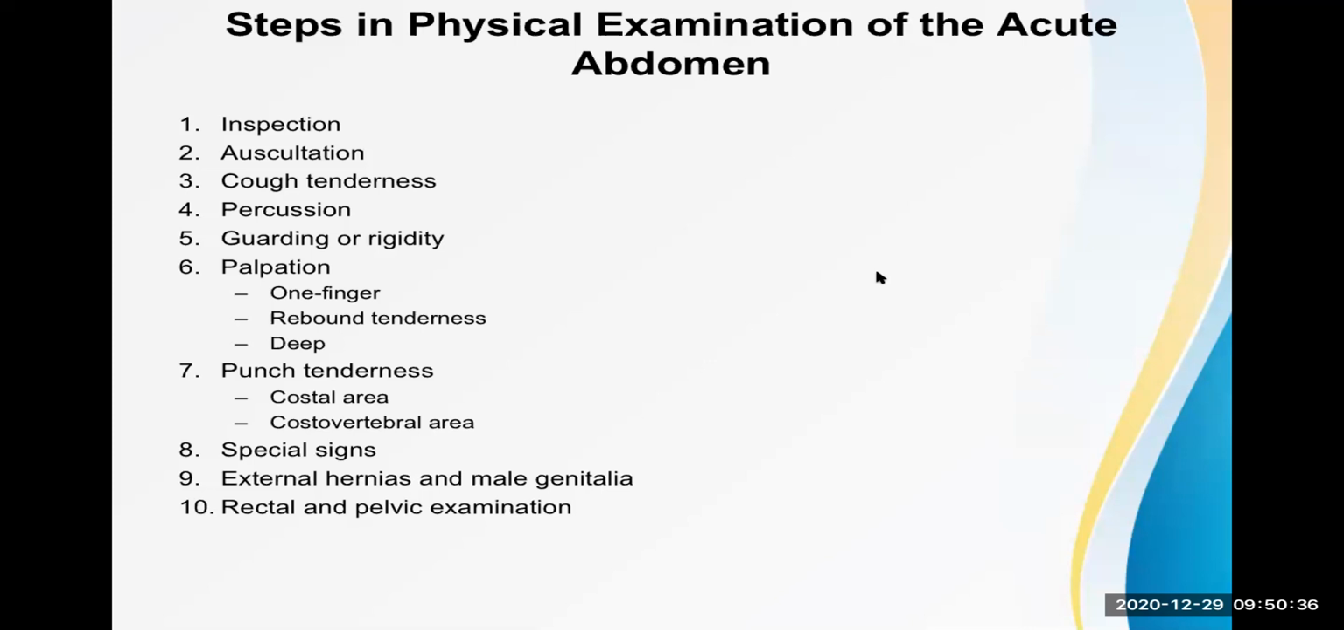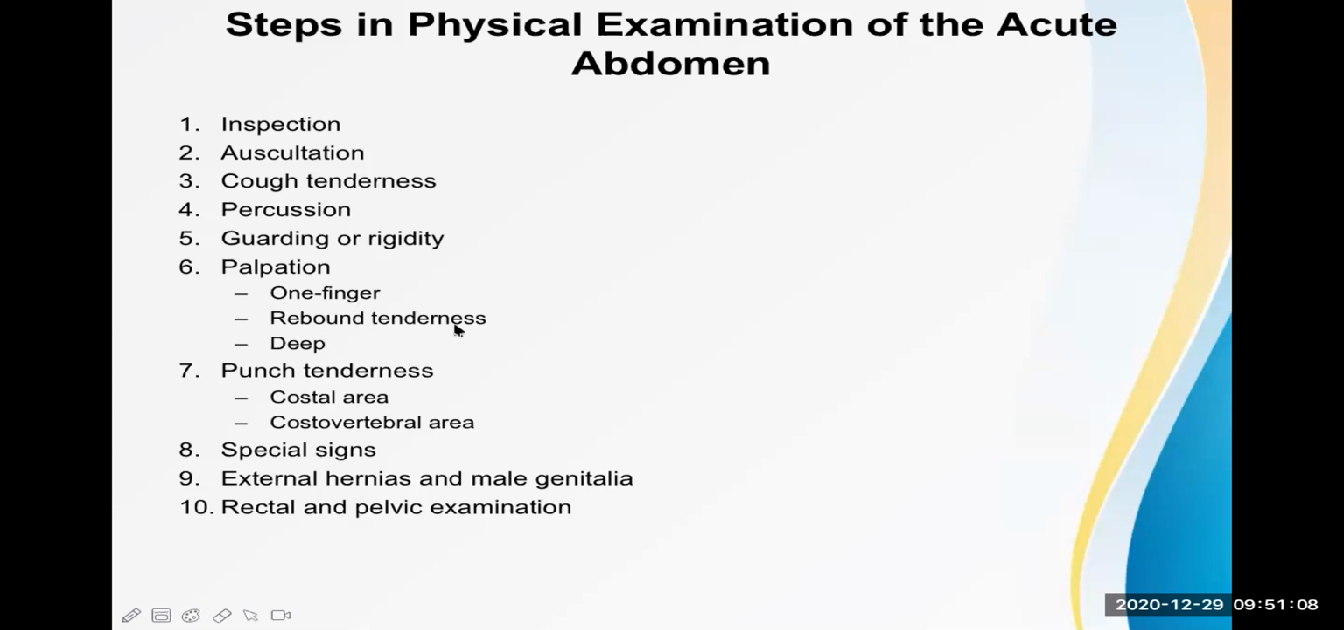And guarding occurs overall. The whole anterior abdominal wall is guarded, but rigidity occurs only in that area which is inflamed. Like in acute appendicitis, it is only in the right iliac fossa that there is rigidity, whereas guarding occurs generalized all over the abdomen. This is an important question your teacher may ask, and I already told you these terms are used interchangeably sometimes. Now, palpation can be done with one finger.